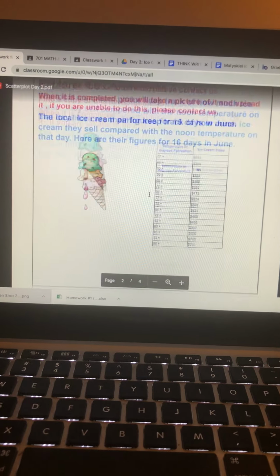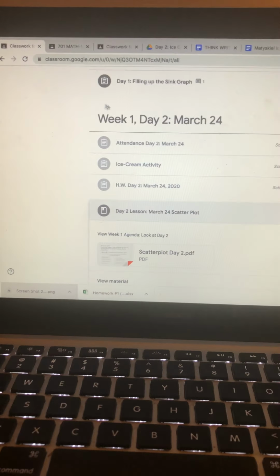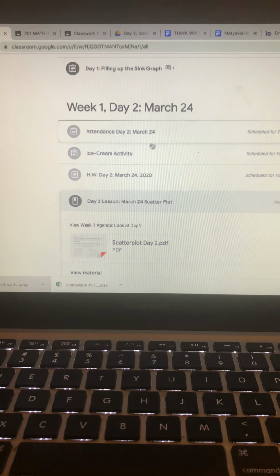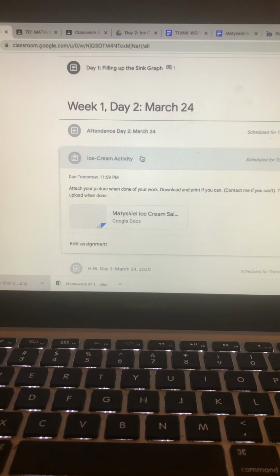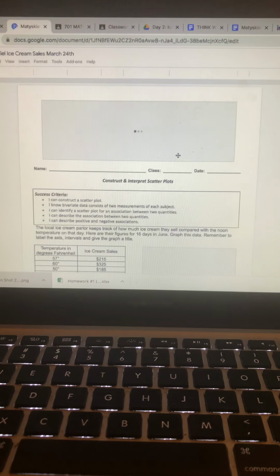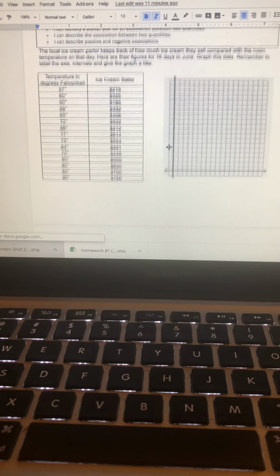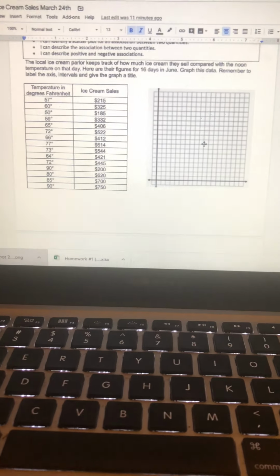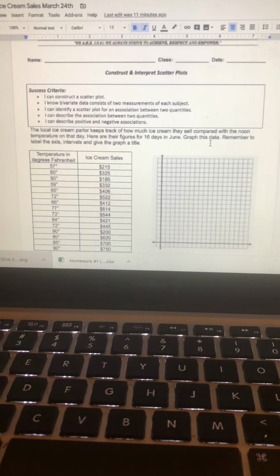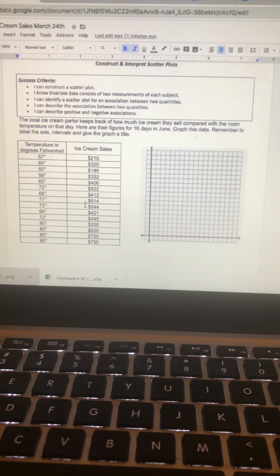because, okay, I'll show you where the assignment is. On that same tab for day 2, there's the ice cream activity. You click on it, you'll see the assignment, and then you will see the same table I was just showing you and the graph. So if you are able to print this, it might be easier because the graph's already there for you and the table's right next to it. It might be an easier way for you to complete this assignment.